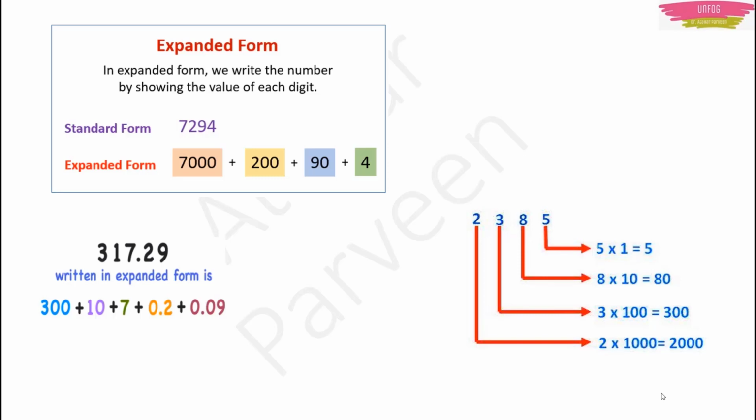For example, if it is 2385, you have 1000 along with 2, 100 along with 3, 10 along with 8, and 1 along with 5.